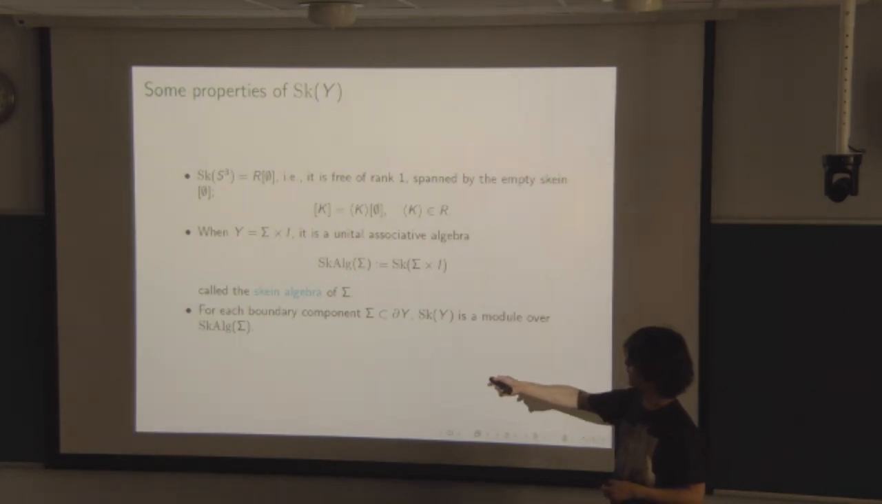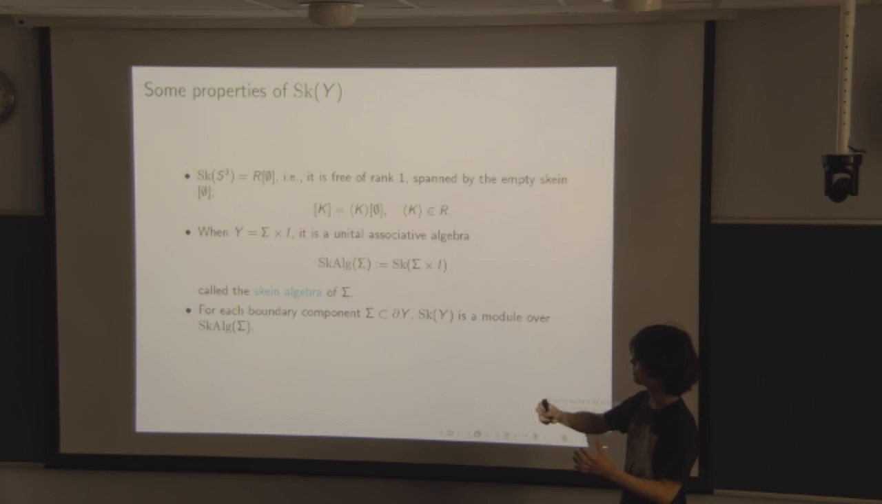When our three manifold is a surface times interval, then because we can stack the surface times interval along the interval direction, we can stack one on top of another. That gives an algebra structure to the skein module, making it a unital associative algebra, with the unit being the empty skein. And in this case, the skein module is also called the skein algebra of the surface, sigma. And I'll use the notation SK, just to distinguish that skein algebra is something associated to surfaces, whereas skein modules are associated to three manifolds.